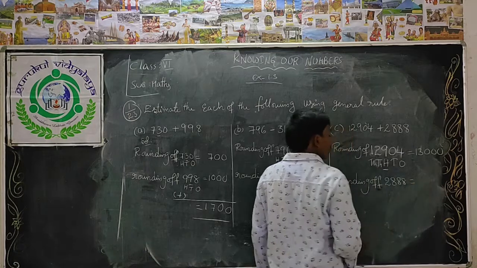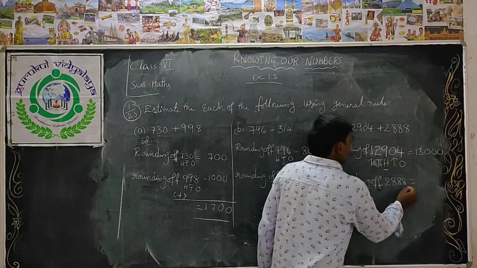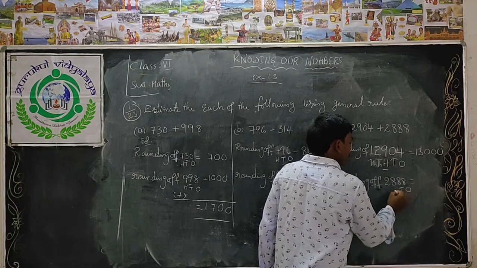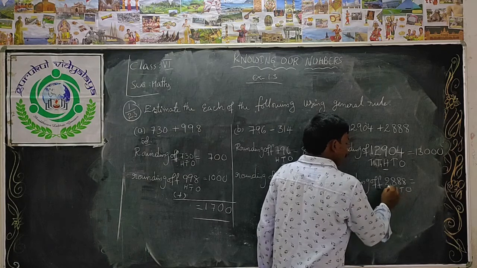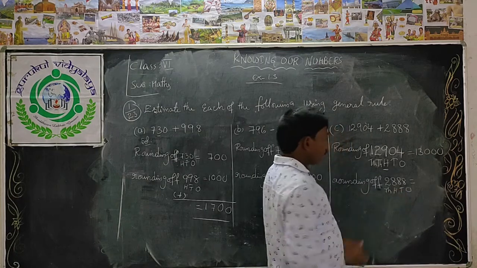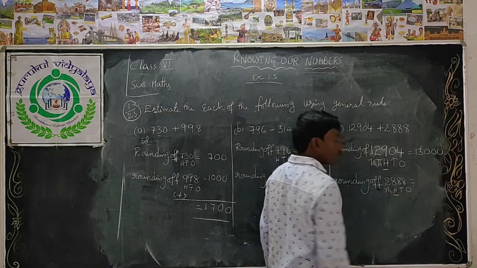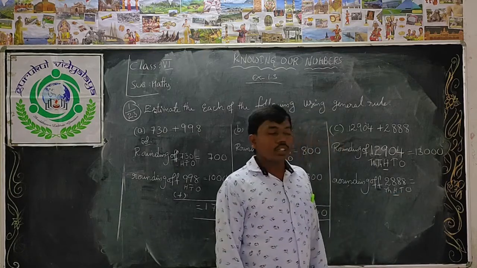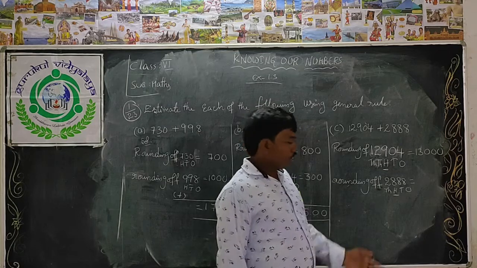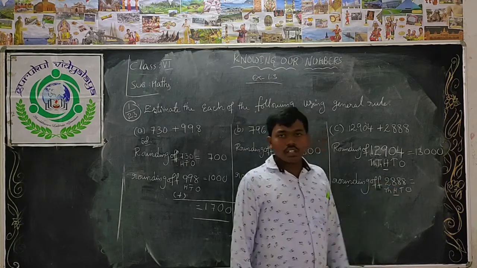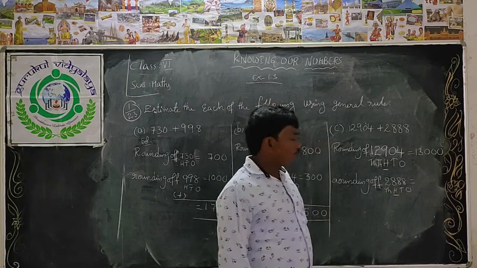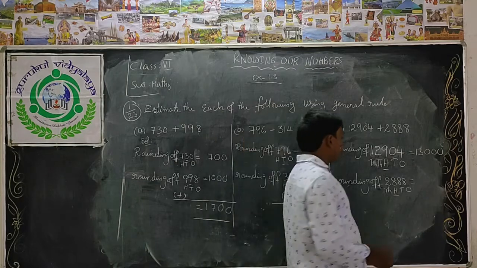2,888 is equal to, children, this is ones place, tens place, hundreds place, thousands place. This one also, rounding to thousands. So check the hundreds place value. If the hundreds place is more than 5, is it right? 8 is more than 5 or not? Yes, more than 5. So we can add 1 to the 1,000 place value.